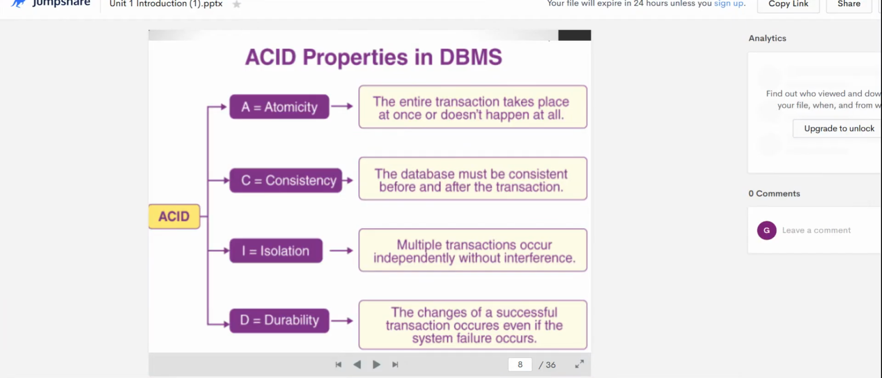Atomicity ensures that all operations in a transaction are completed. If not, the transaction is aborted. This prevents partial updates that could lead to data inconsistencies. Consistency guarantees that a transaction brings the database from one valid state to another, preserving database rules and constraints. Isolation ensures that transactions are executed independently, preventing concurrent transactions from interfering with each other, which could lead to data corruption. Durability ensures that once a transaction is committed, it remains permanently in the system, even in the event of a system crash.